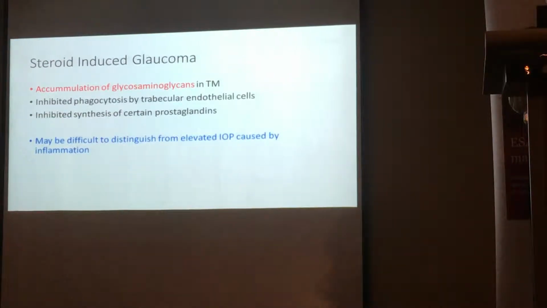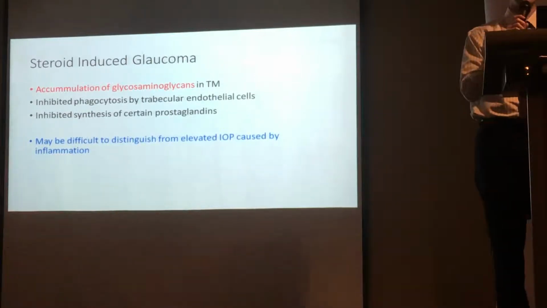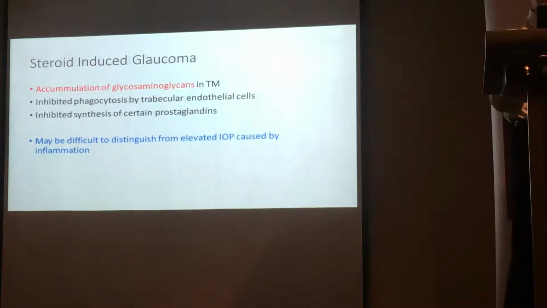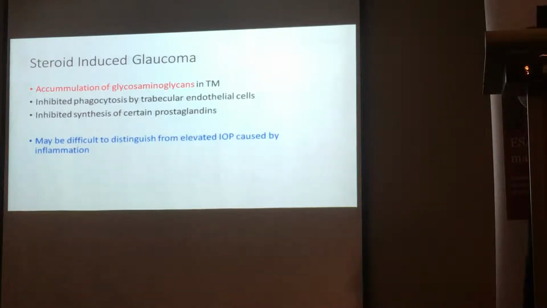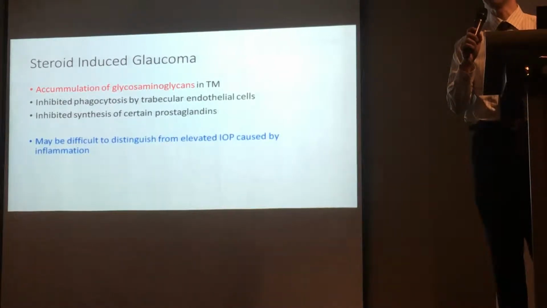What about steroid-induced glaucoma, which is another mechanism, which is different, which is independent of this? There's accumulation of glycosaminoglycans within the trabecular meshwork, and there's inhibited phagocytosis by the trabecular endothelial cells, and also inhibited synthesis of certain prostaglandins. As a result, all this causes eye pressure to rise.